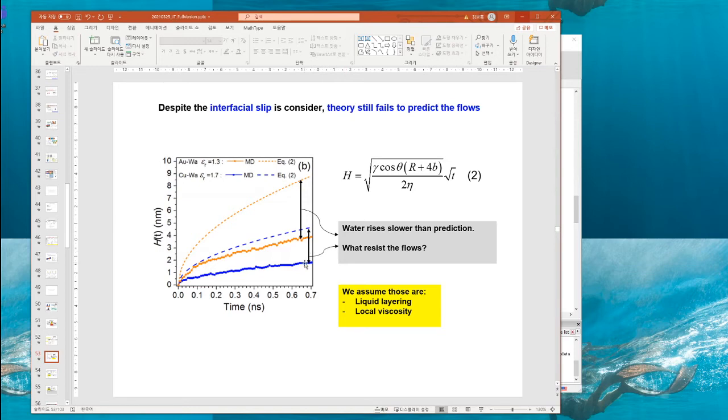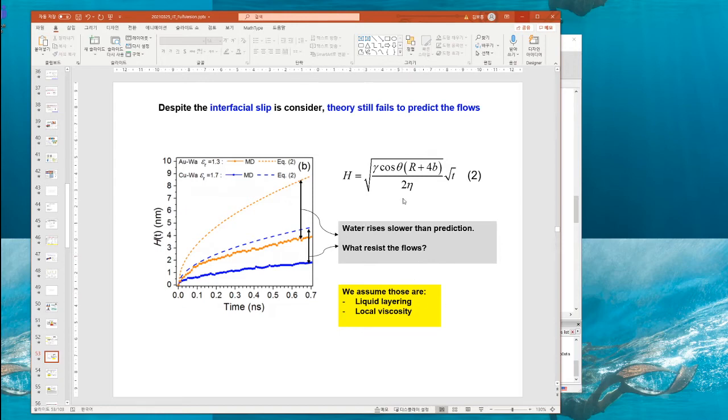And when we plotted it, well, this equation doesn't really predict well. This dotted line is the prediction from the equation, the line with the dots is the prediction with the Lucas-Washburn equation. These dots are from MD, and when we see the result from our molecular dynamics simulation, the water rises much slower than this equation. So the equation fails to predict it in nanotubes. So we were wondering why, right?